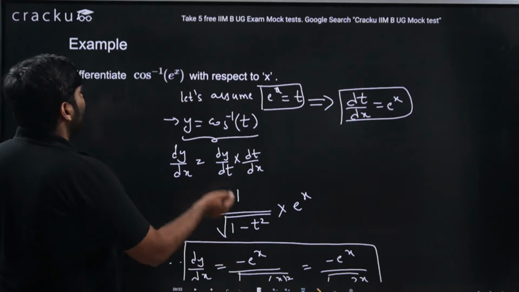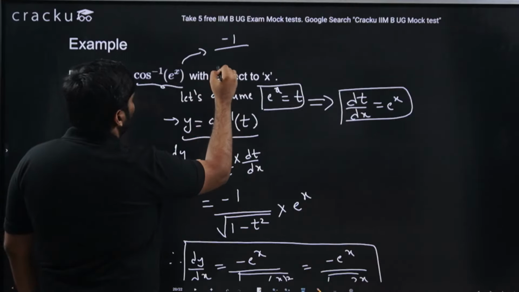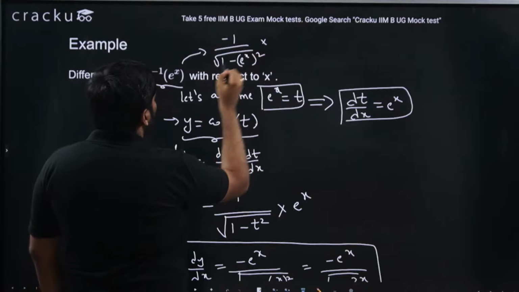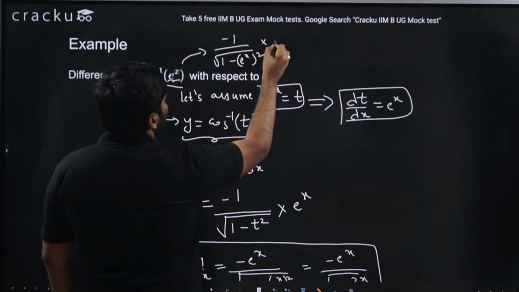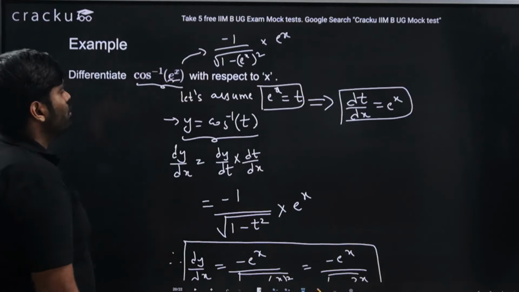While doing it directly in the exam, how will you do this? Cos inverse x gives minus 1 by root over 1 minus x square. But I should also differentiate what is inside the cos, which will again be e power x. That is directly how you do it.